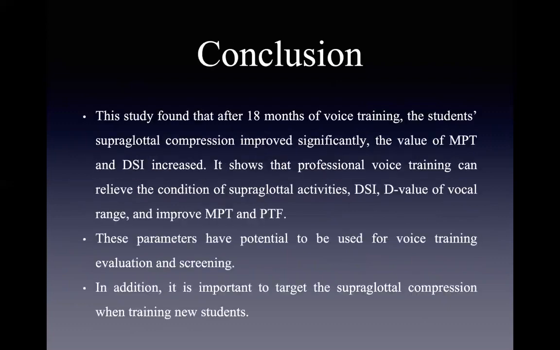So conclusion, this study found that after 18 months of voice training, the students' supraglottal compression improved significantly. The value of MPT and DSI increased. It showed that professional voice training can relieve the condition of supraglottal activities, DSI, D-value of vocal range, and improve MPT and PTF. These parameters have the potential to be used for voice training evaluation and screening. In addition, it is important to target the supraglottal compression when training the new students.